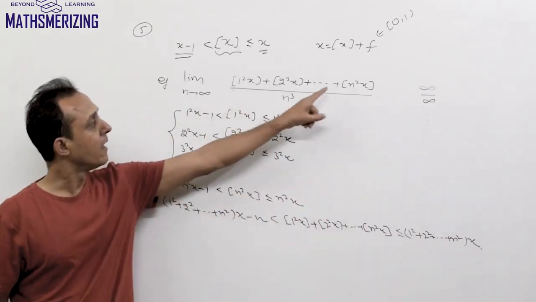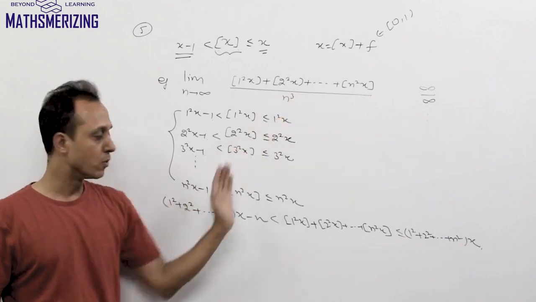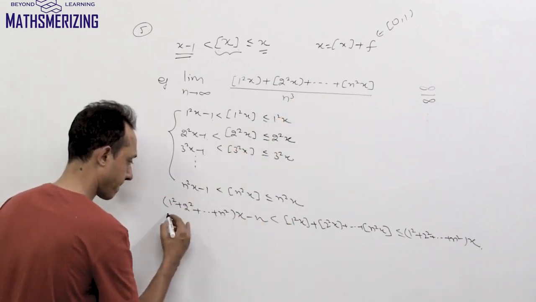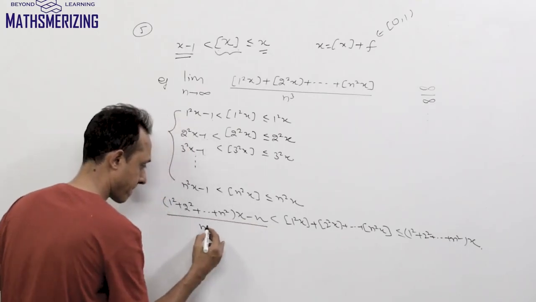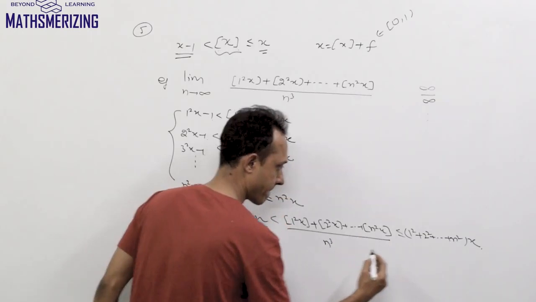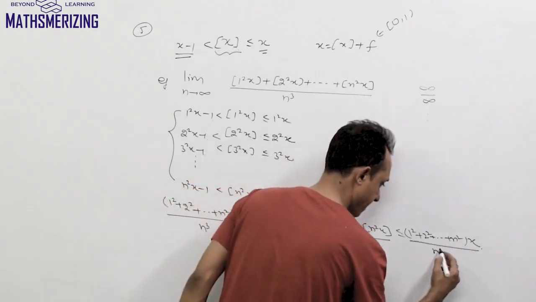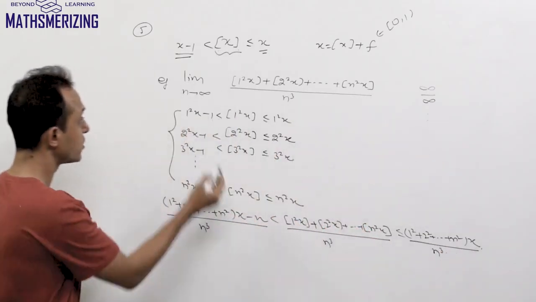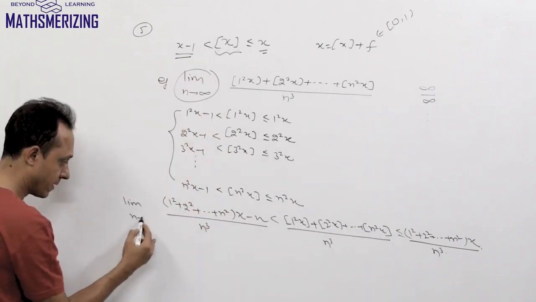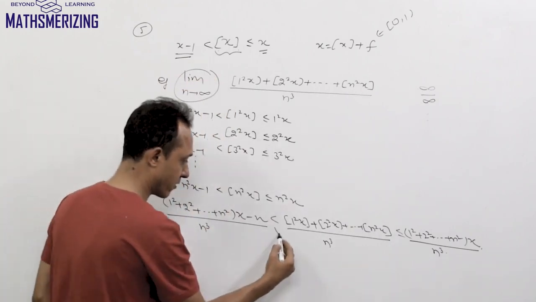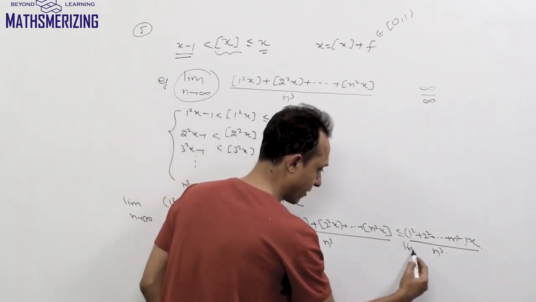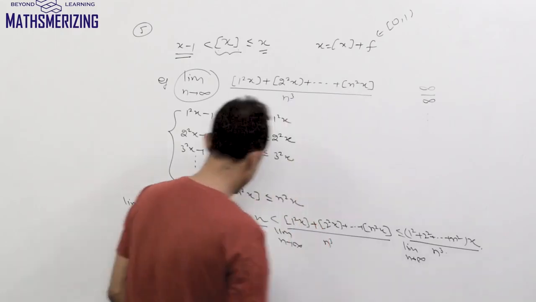Now for this limit, I'll need to divide it with n cube. So I'll divide each of the three expressions with n cube. And I'll also take this limit n tends to infinity for all the three expressions. Limit n tends to infinity. Here also I'll take limit n tends to infinity. And here also I'll take limit n tends to infinity.